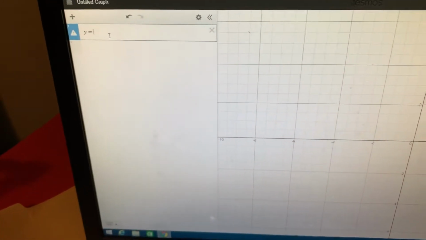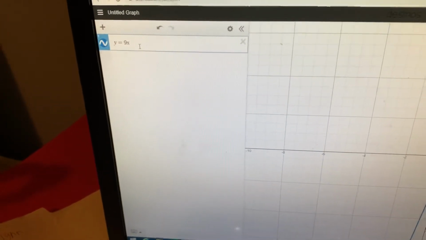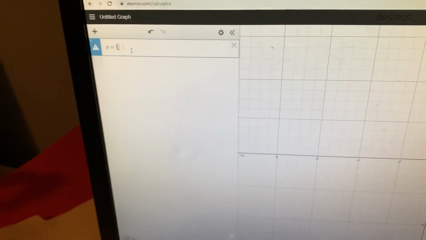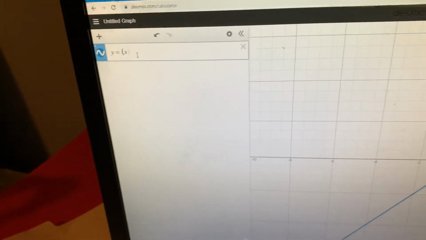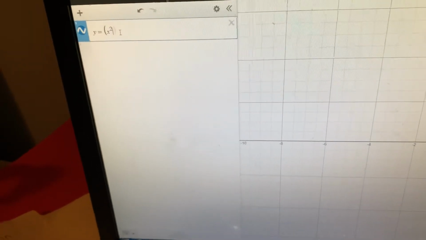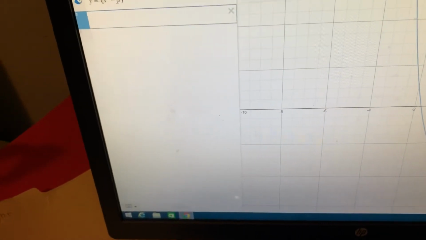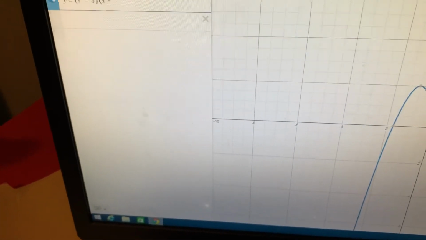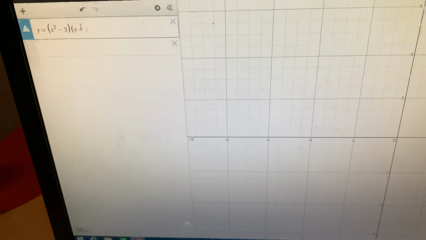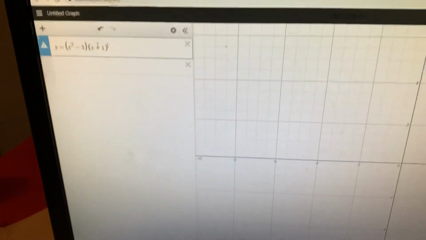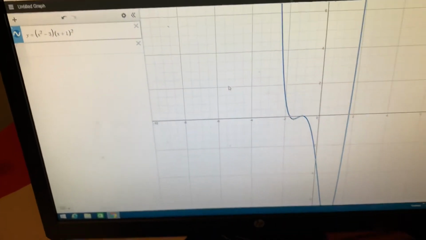So I can do y equals, and then parentheses x squared minus 3. I push my right arrow key to come back down, close parentheses. Then I start my next set, which is x plus 1. And then close your parentheses and square that. So now my picture is right here.